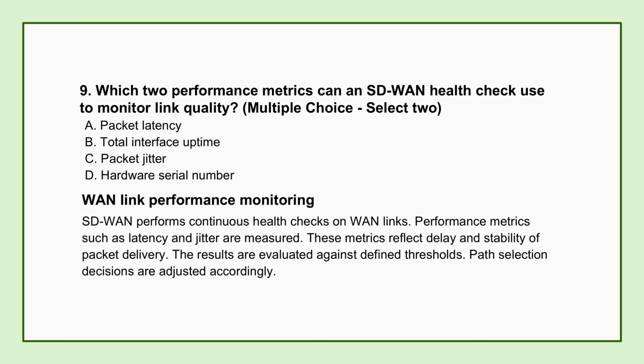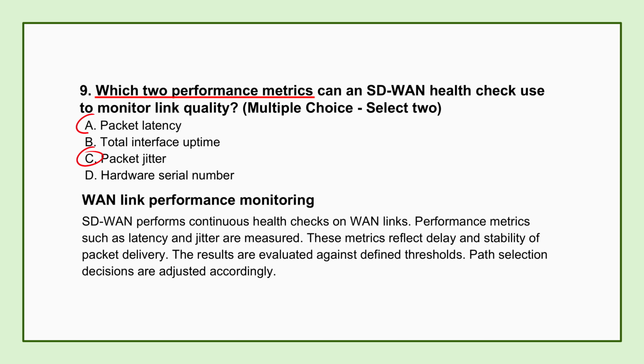The whole point is to dynamically pick the best link for an application. What are the two key performance metrics that SD-WAN health checks are constantly looking at? It's all about optimizing the user's application experience, which means you care about speed and consistency. So the two essential metrics are packet latency and packet jitter.